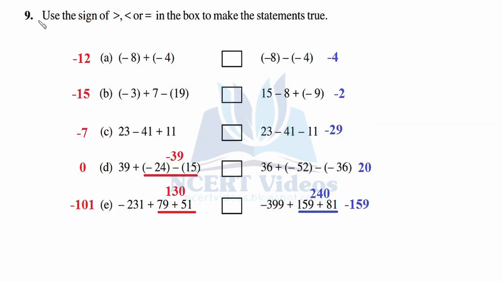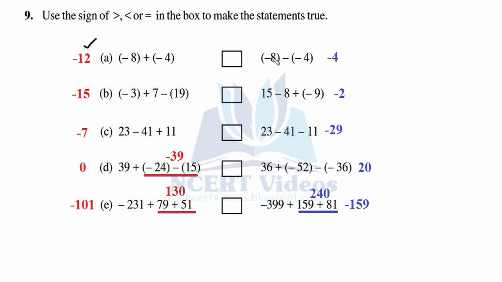Question 9. Use the sign of greater than, less than, or equal to in the box to make the statement true. So these are the terms. Minus 8 plus minus 4. Here signs are same. We have to add them and the sign remains the same. So minus 12. Done.